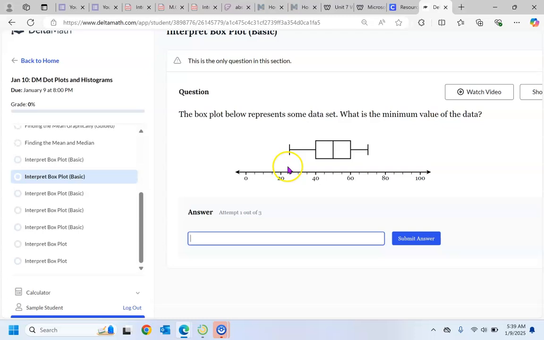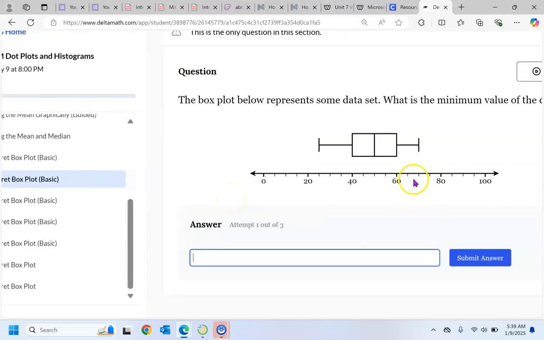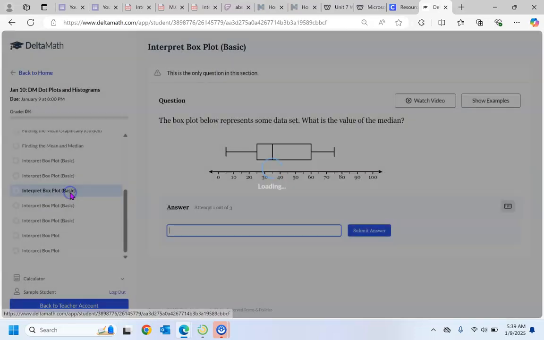If it asks you the minimum, that would be right here. So this is 25, 30, 35, 40. So 25 is the minimum. If they ask you the maximum, that would be 70. If they ask you the median, that would be 50. If they ask you Q1, it would be 40. And if they ask you Q3, it would be 60. Okay, so you can kind of use that paper that you have to help you with that.